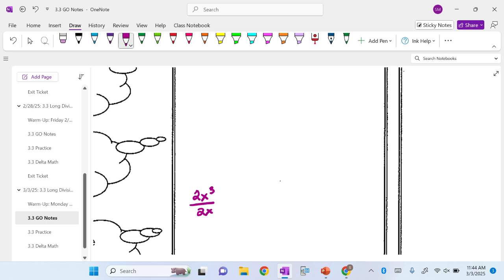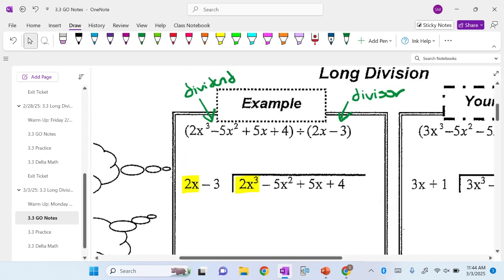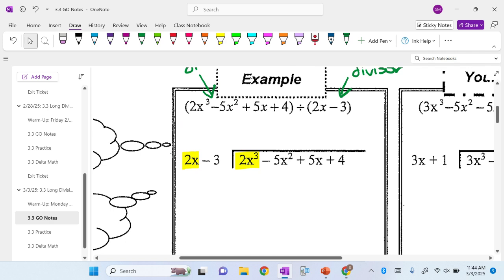So let's take this one at a time. What's 2 divided by 2? 1. So the 2's essentially go away. What's x cubed divided by x? How many x's would I take away? 1. So how many are left over? 2. So that's written as x what? Squared. So I'm going to write the x squared right above where it says x squared.